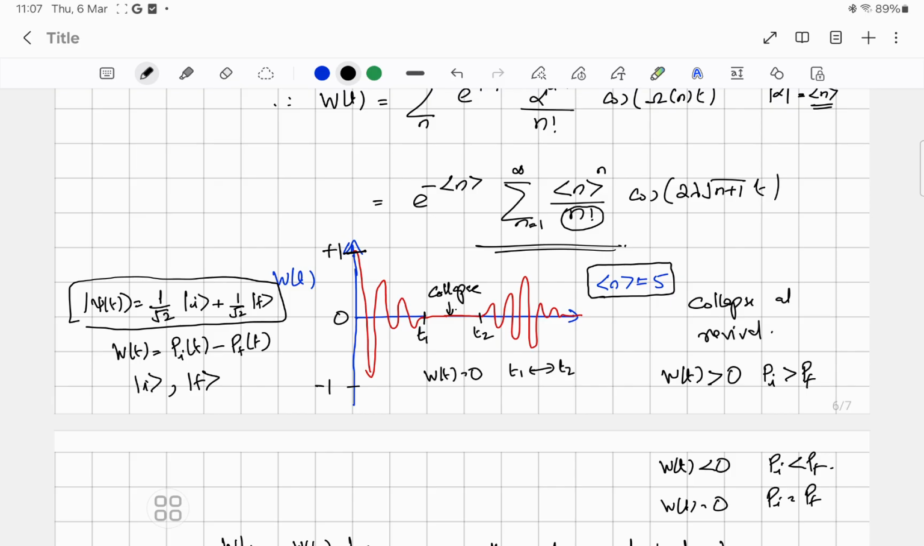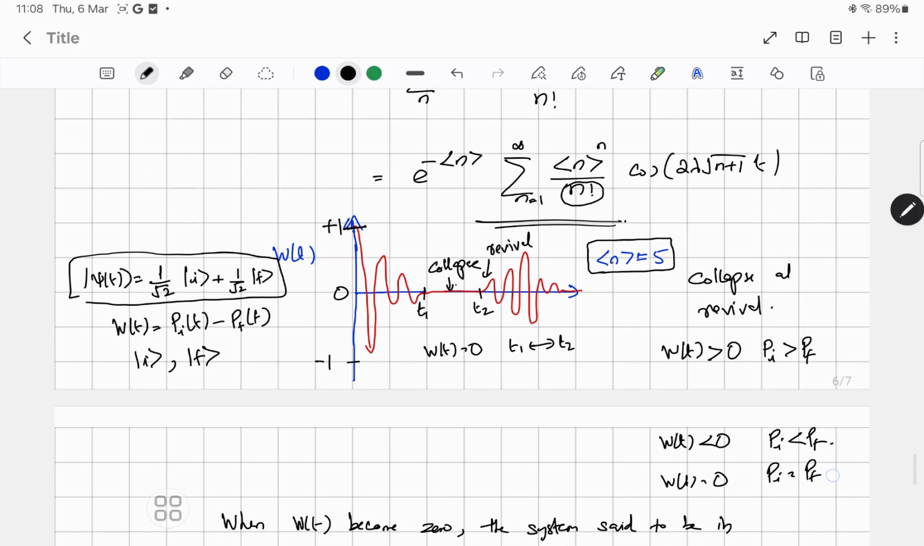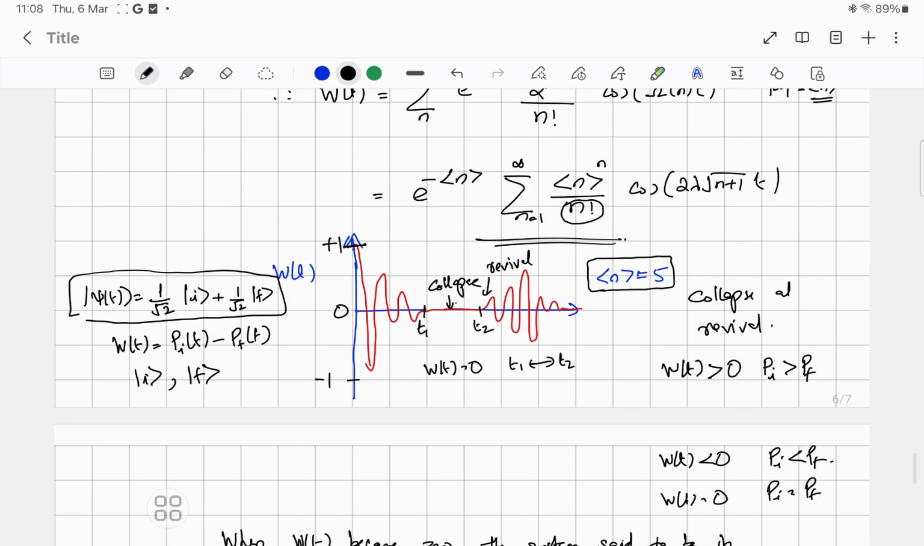And after collapse, usually the system may change its superpositions, the type of superpositions. That change is called revival. So from collapse, if W of t, the inversion, becomes non-zero, then it becomes revival. So you can see a sequence of collapse and revival if the photon is in the coherent state.